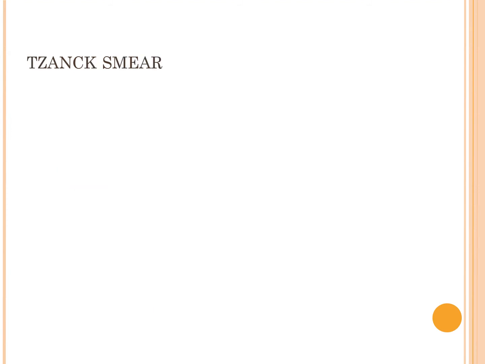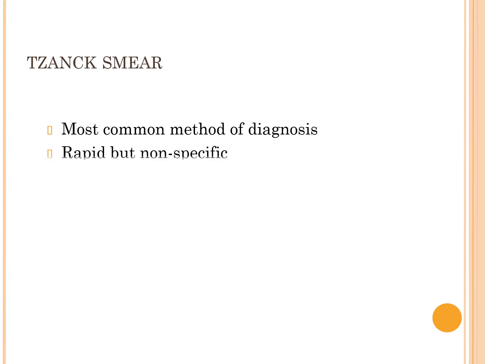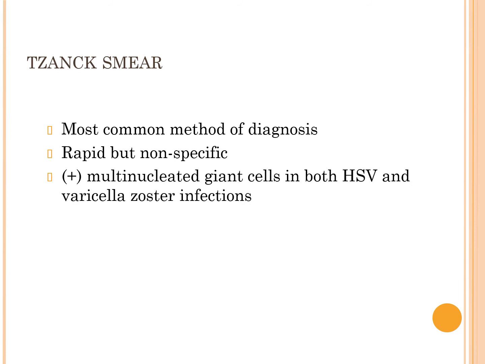That slide was a slide of a Tzanck smear. Now, the Tzanck smear is the most common method of diagnosis for HSV infections. It is rapid, but it is nonspecific. Why? Because the presence of multinucleated giant cells is seen in both HSV and Varicella Zoster infections. So it's not specific just for herpes simplex virus infections. It is not very sensitive either, because it is positive in only 60 to 70% of cases.